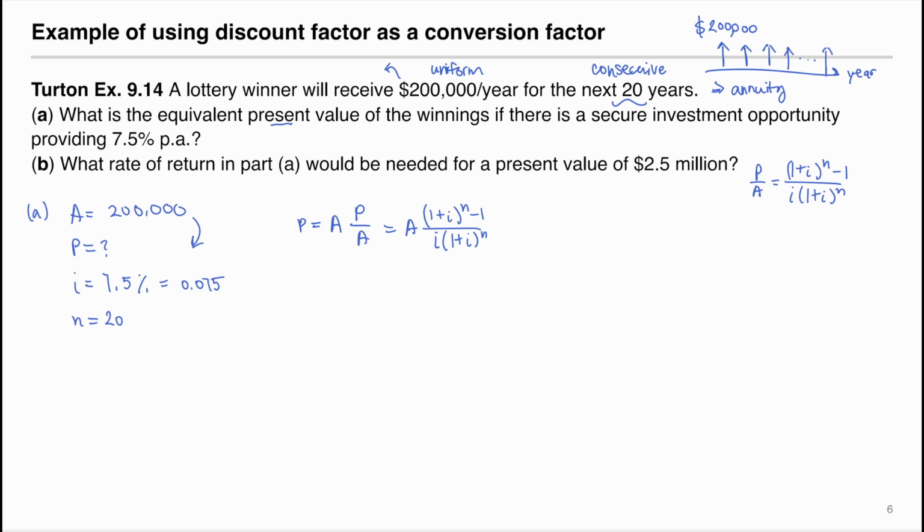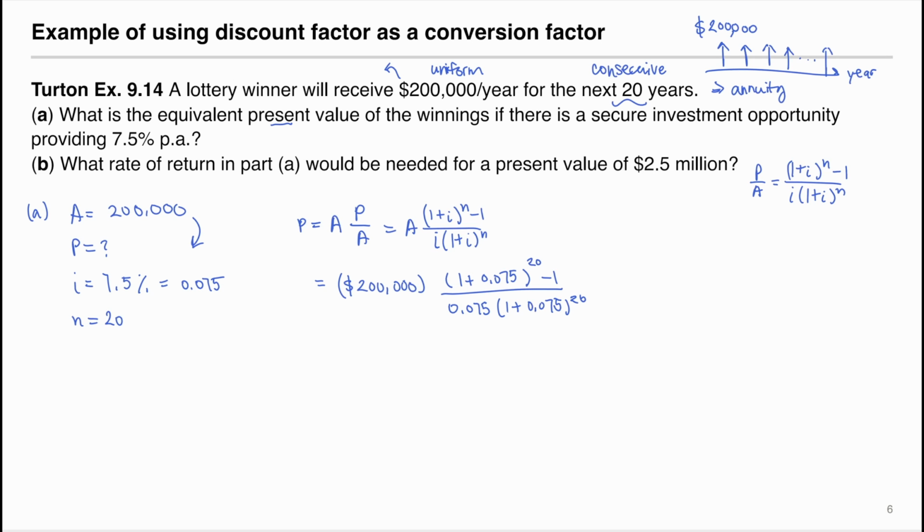Now we have all the values. We have A, we have I, we have n. So substitute in. One plus 0.075. Notice, do not use the percent value, use the actual numerical value. 1 plus 0.075. And remember n is 20, so we write the n out.